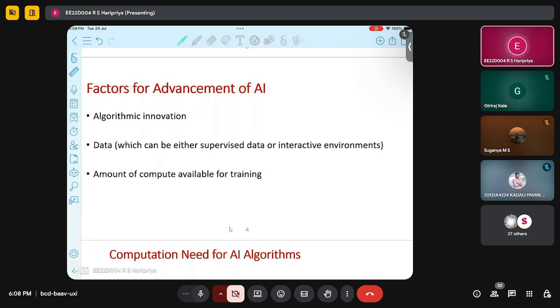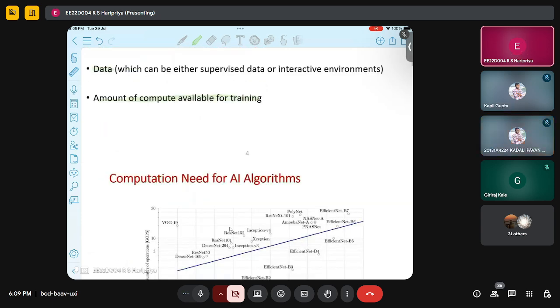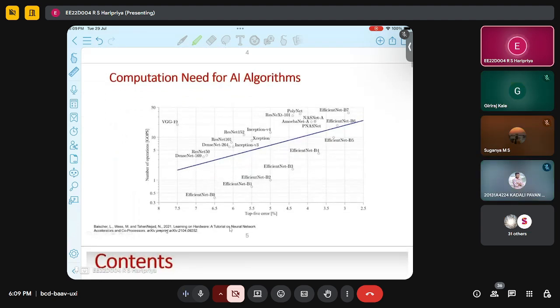So what are the factors for the advancement of AI? The algorithms have evolved, and now we have more data so we can train the model. As the data increases, it becomes a compute intensive task, so we need good hardware. All three contribute to the advancement of AI. So what is the computation need?